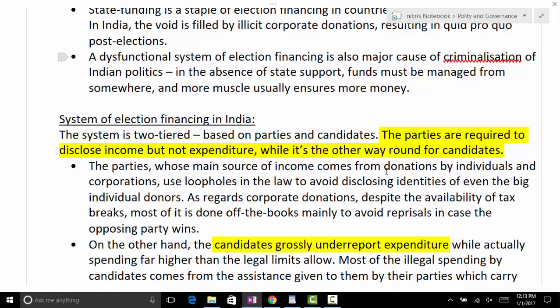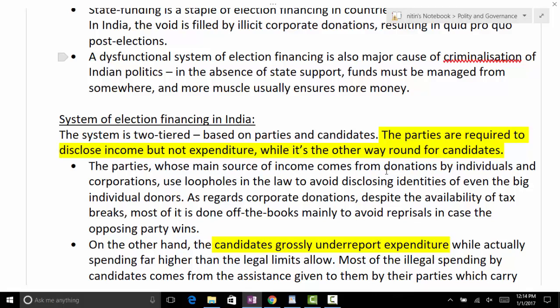How does it happen? One way is by parties and another is by the candidates themselves. In India, the parties are required to disclose the income but not expenditure, whereas the candidates are required to disclose expenditure, not the income. It's the other way around. So if any elections are happening, the parties don't disclose the expenditure, they disclose the income, whereas the candidates are supposed to disclose the expenditure.